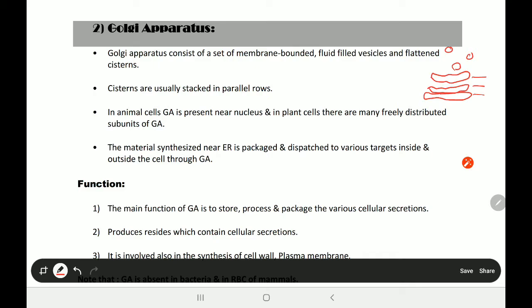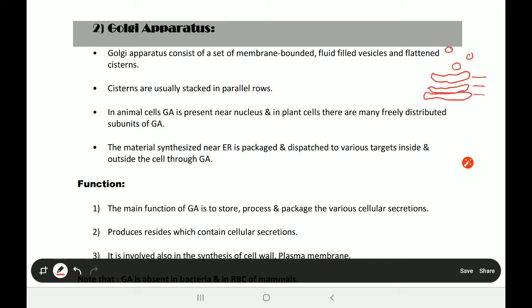Fine. In animal cells, the Golgi apparatus is present near the nucleus. As you saw in the cell I showed you just now, it is an animal cell, and it is found near the nucleus. Whereas in a plant cell, it is freely moving around the cell. It is not necessarily present near the nucleus, right?